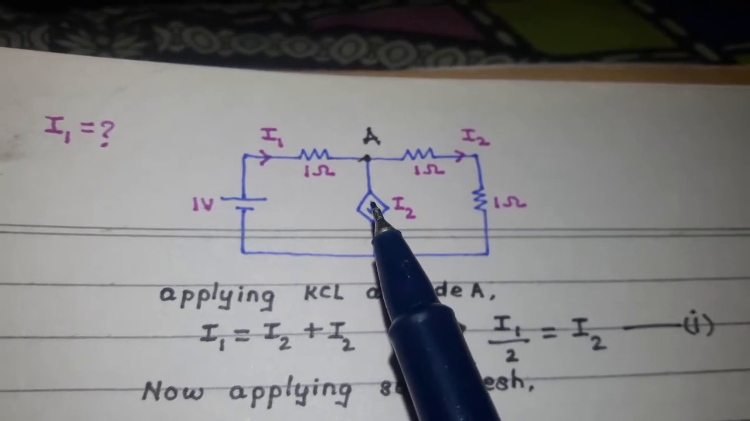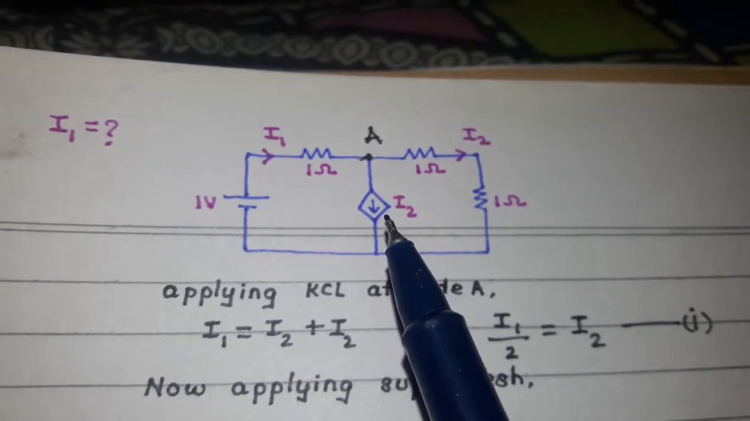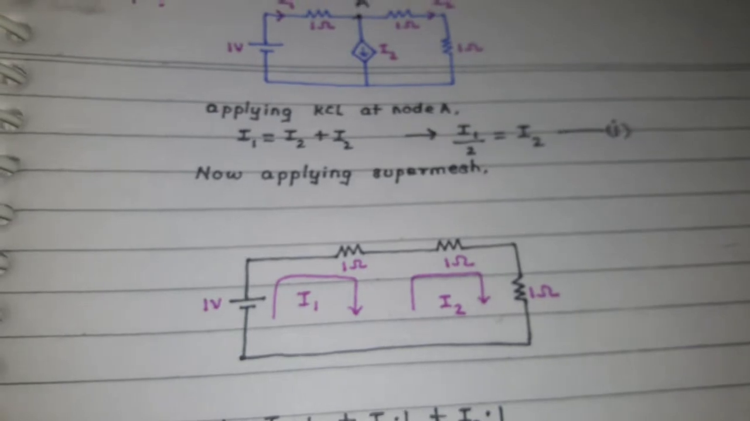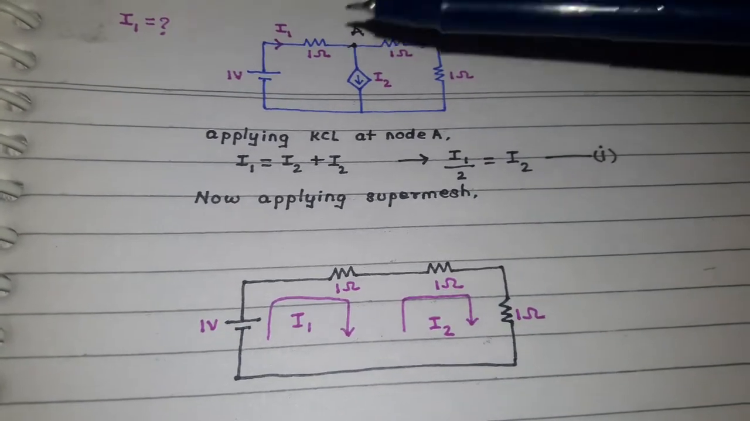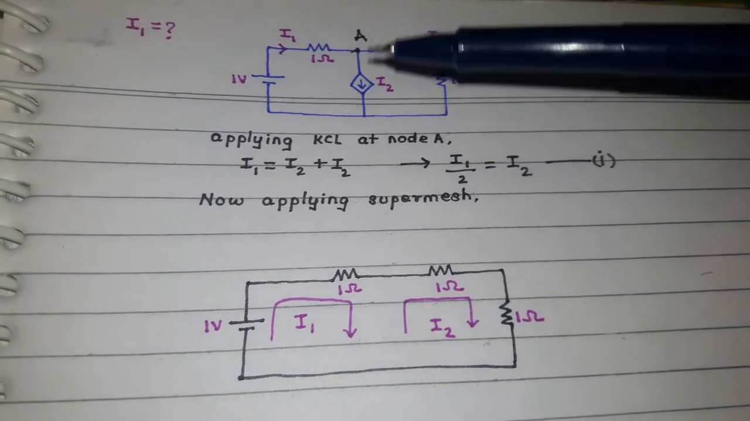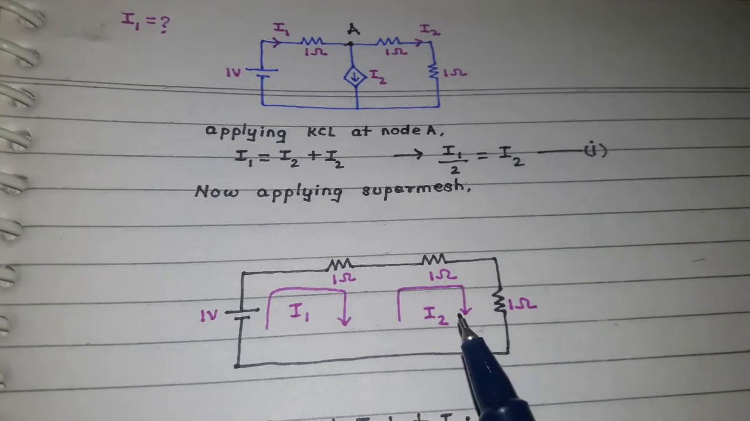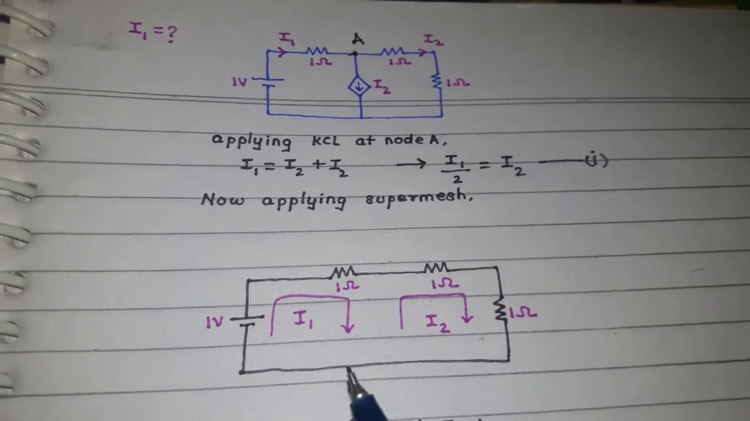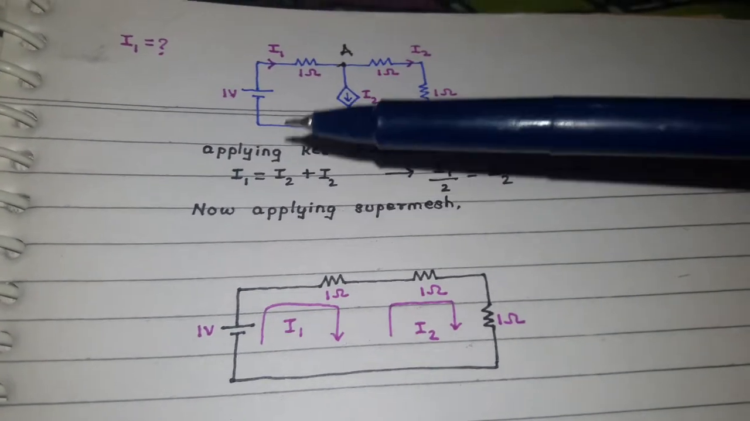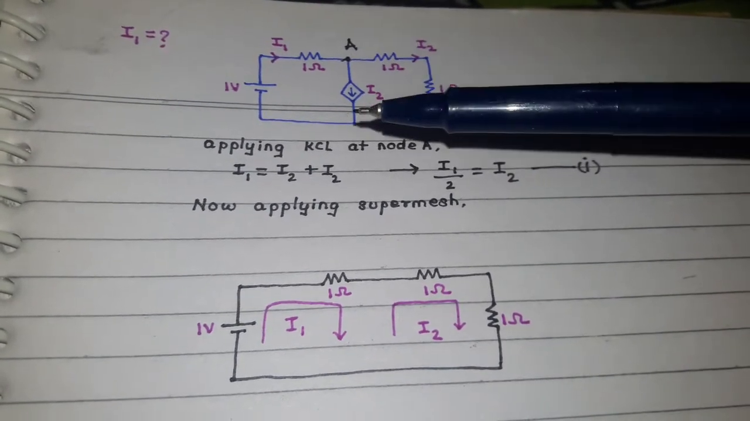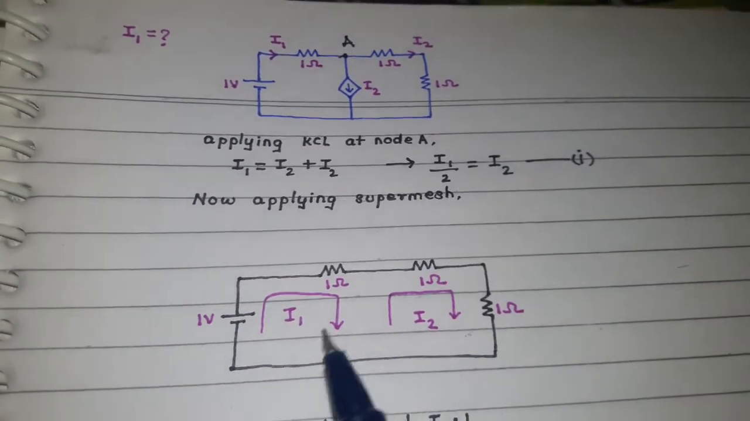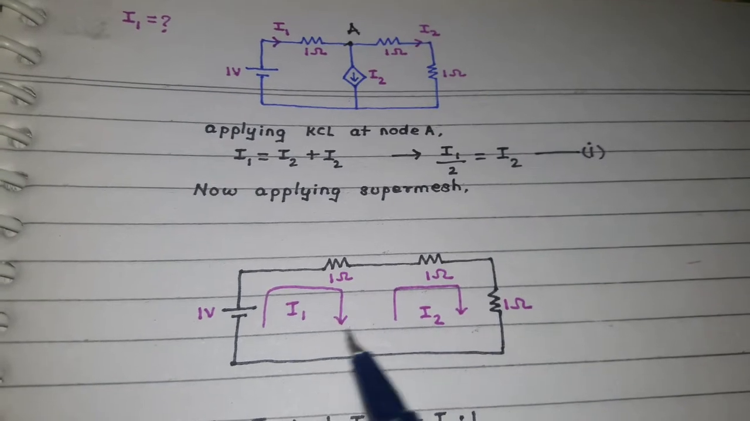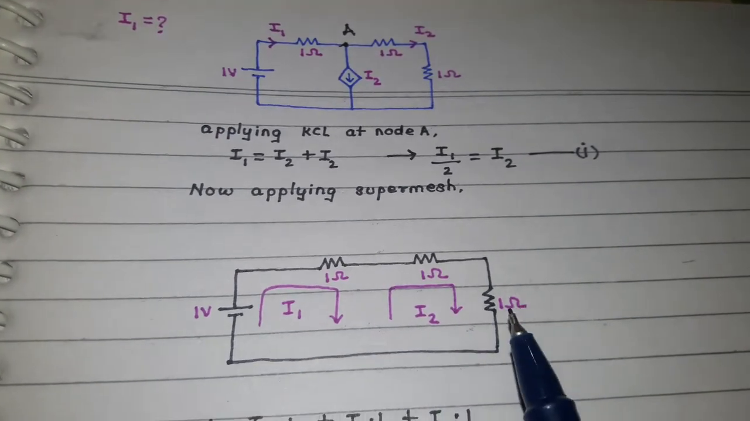For applying super mesh you need to redraw the circuit as follows. Your circuit will be converted into this format. The middle branch will be eliminated, and this is what you get. Basically we apply the usual mesh analysis. Just ignore this branch in the circuit. Now everything is the same as in basic mesh analysis. You have your current directions I1 and I2.